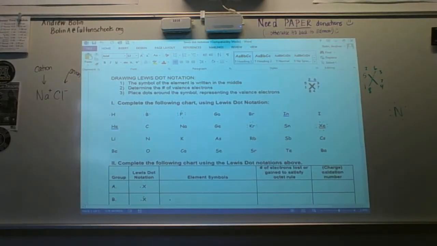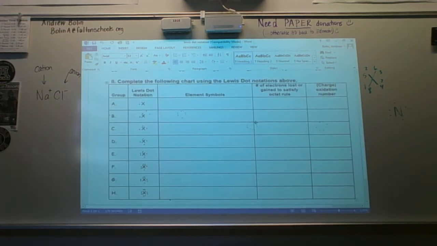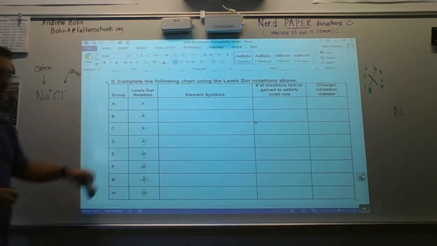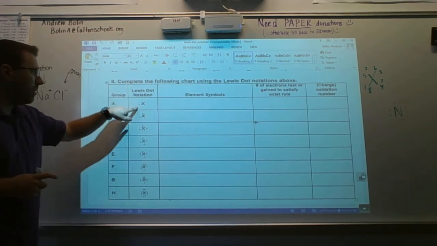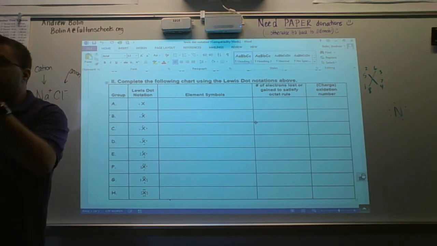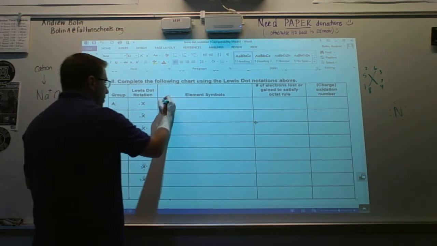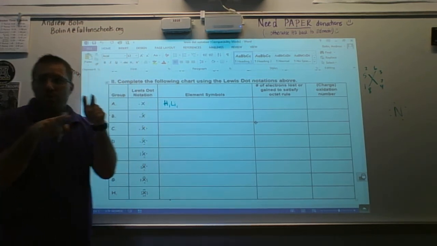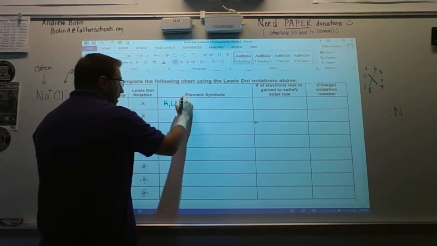Now let's look underneath at the table. So this one says, I'm giving you group A, and I'm telling you in group A, there's how many valence electrons? 1. Element X, any element in group A is represented by 1 valence electron. So first tell me what elements have 1 valence electron. Hydrogen, lithium, sodium, potassium. Which group are you looking at? First one, which is called your alkaline metals. So hydrogen, lithium, sodium.